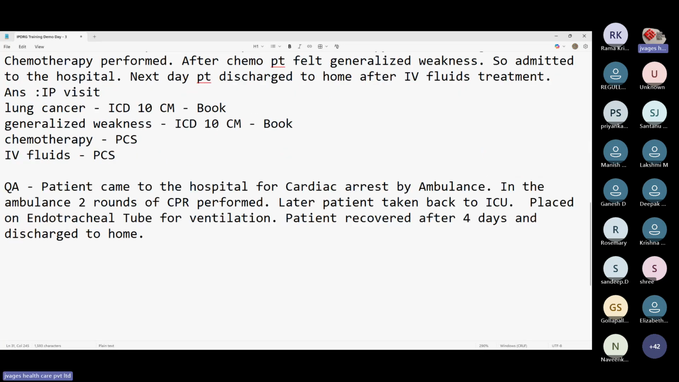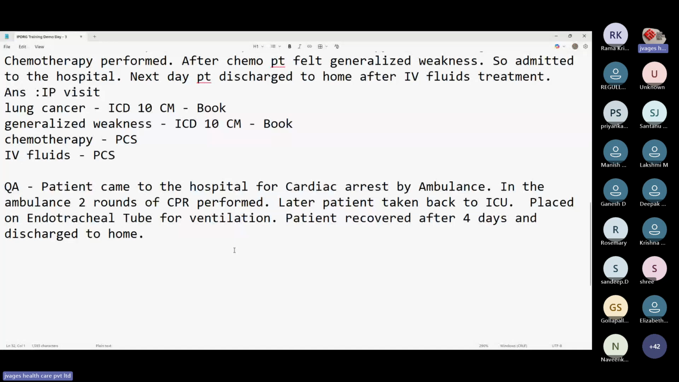Okay, so the next question: the patient came to the hospital for cardiac arrest by ambulance. In the ambulance, 2 rounds of CPR were performed. What is CPR? You don't watch movies? Cardiopulmonary chest compression. Later, the patient was taken to the ICU and placed on an endotracheal tube for ventilation. So a ventilator was placed. The patient recovered after 4 days and was discharged to home.